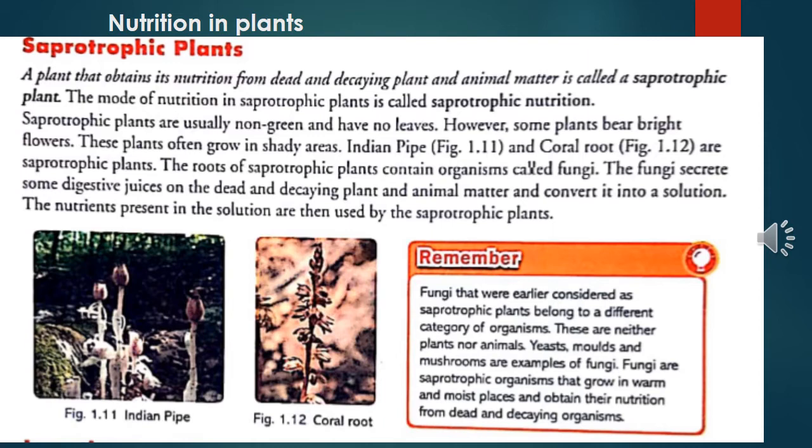So here fungi is helping the saprotrophic plants. If fungi is not there, then saprotrophic plants cannot absorb the food or nutrition from the dead organism or matter. So here fungi secrete the juice onto the decaying plant and animal and convert it into solution, and then saprotrophic plants absorb it.